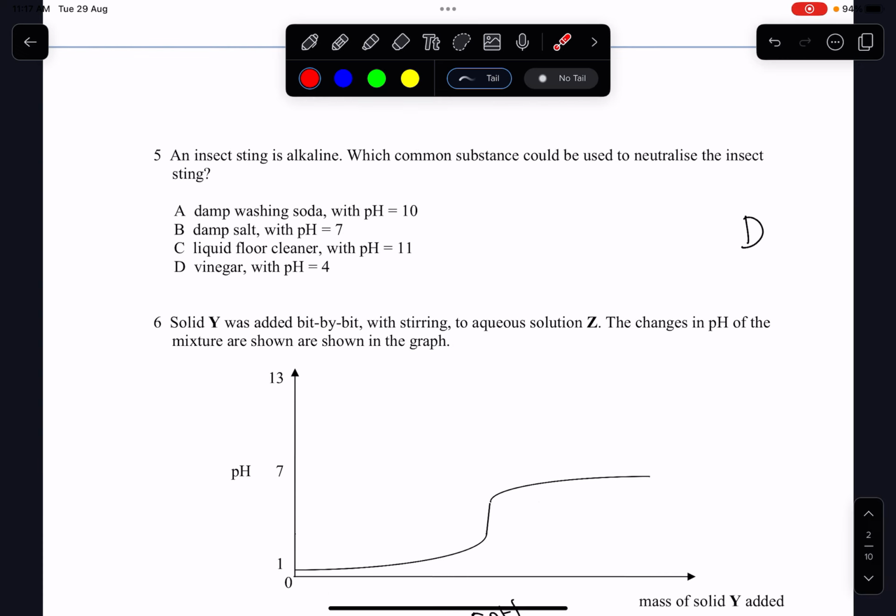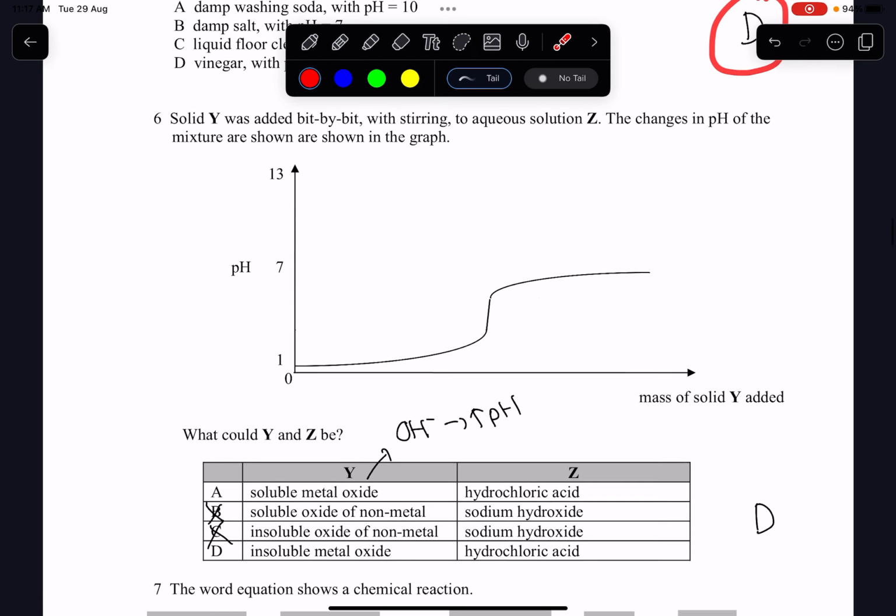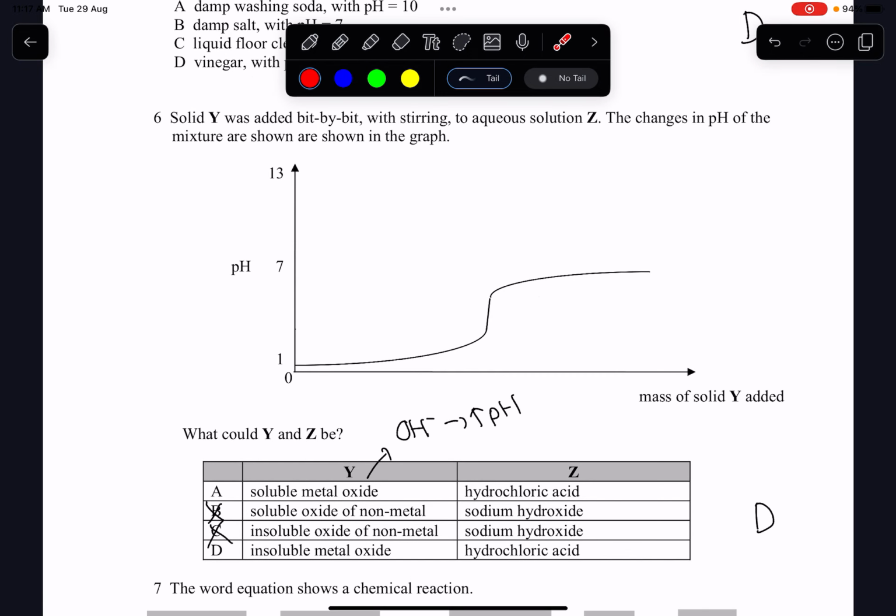Question 5. If something is alkaline, which common substance neutralizes it? Use an acid, pH less than 7. Answer is D.